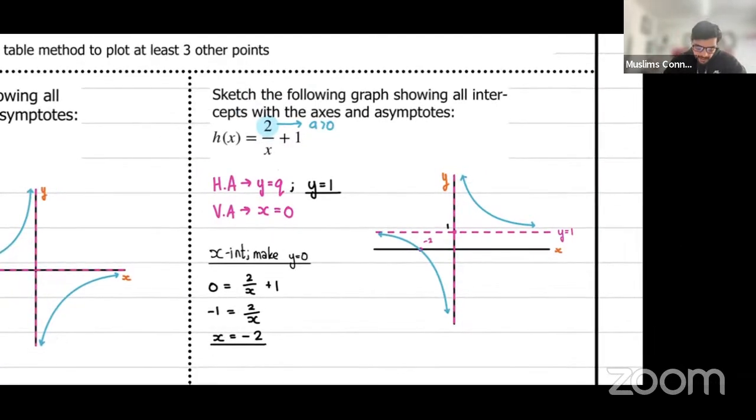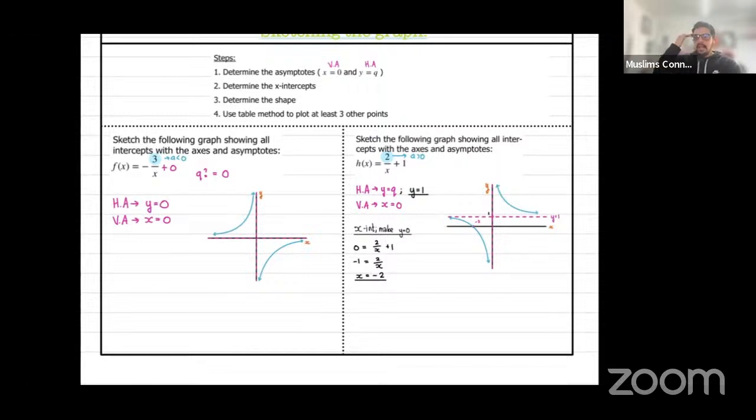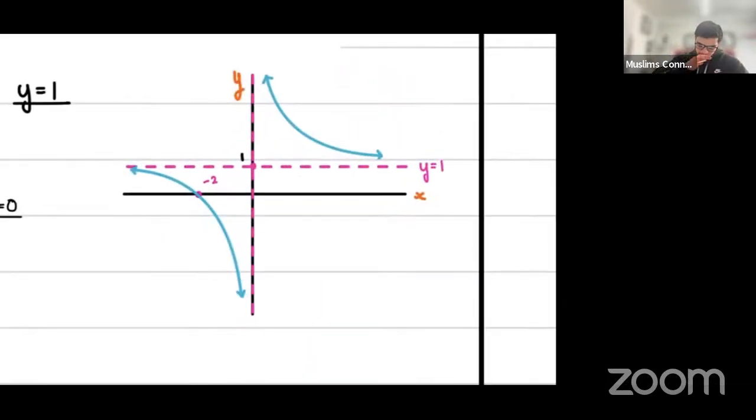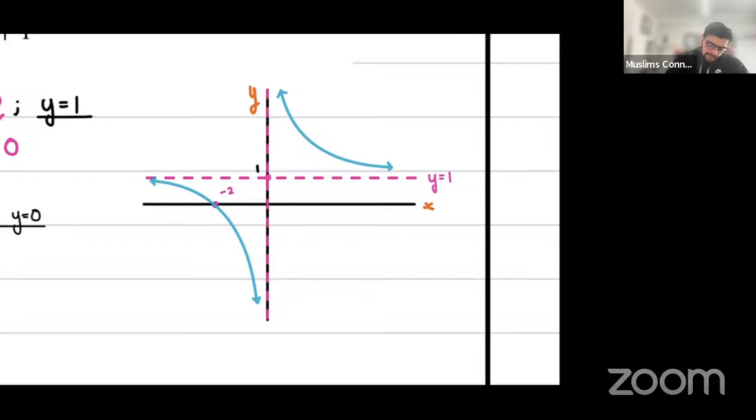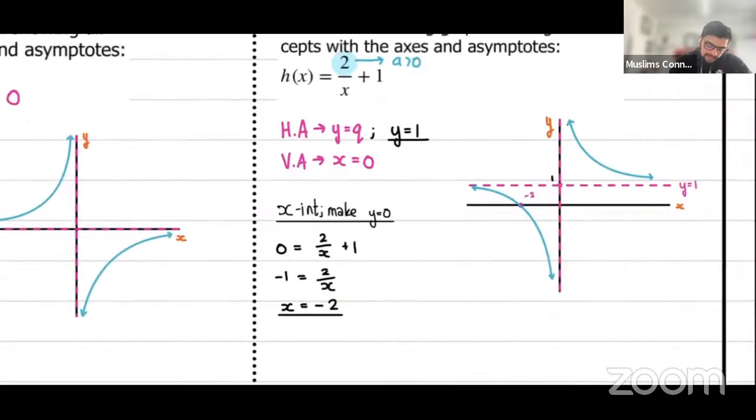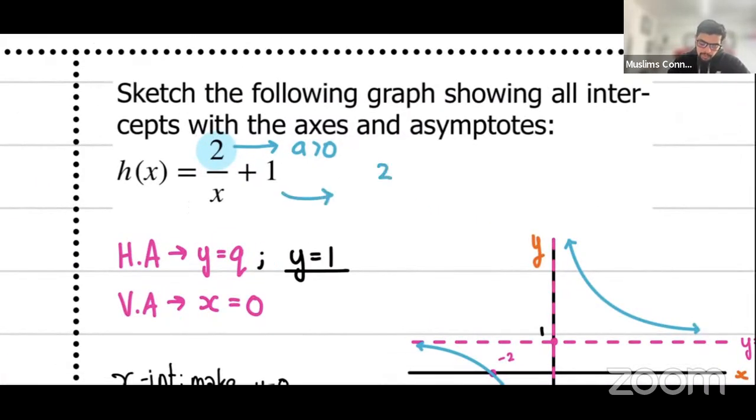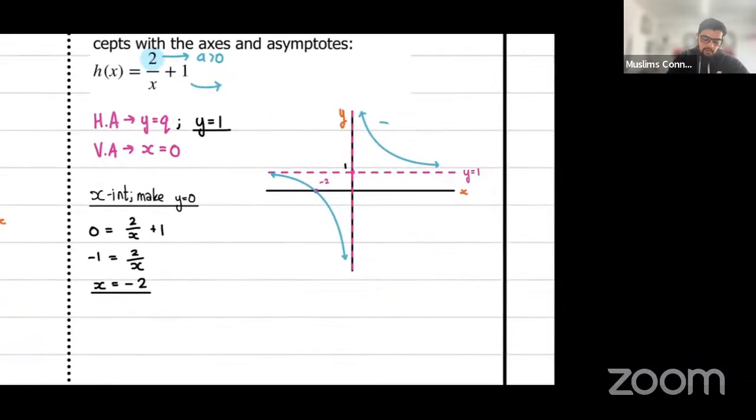Okay, they say plot 3 other points. I would say it's not necessary unless the question mentions it, but you can plot 1 or 2 other points. Normally they'll just say plot it with the axes and asymptotes, all the intercepts and the asymptotes. But if you want to plot a value, you just sub in an x value. For example, I can't sub in x is equal to 0 because that's going to give me an error. If I sub in x is equal to 0, I'm going to get 2 over 0 plus 1. 2 over 0 is undefined. Clearly, that is why it's an asymptote. It's where the function is undefined.